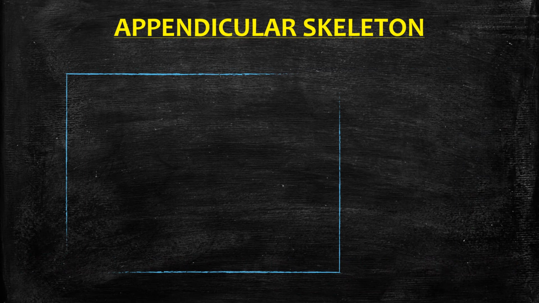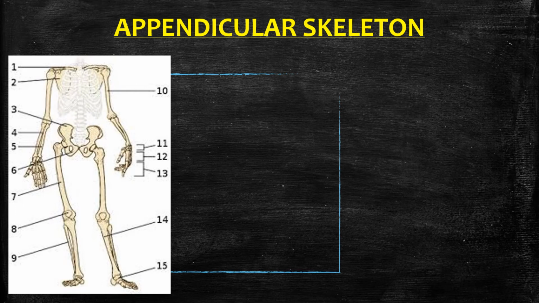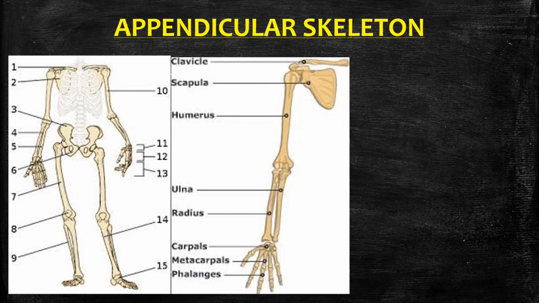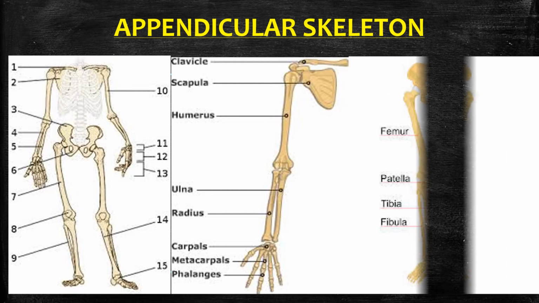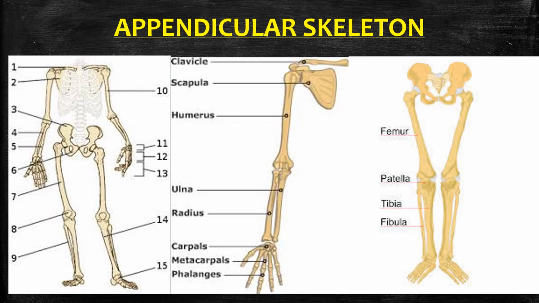Appendicular skeleton. Look at this picture. These all are the examples of appendicular skeleton. See, these are different types of bones which are included in appendicular skeleton. Mainly you can say bones of arms and legs are included under appendicular skeleton. Look at second and third picture. These are bones of arms and legs.